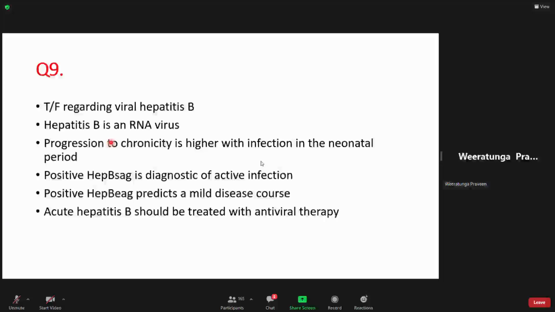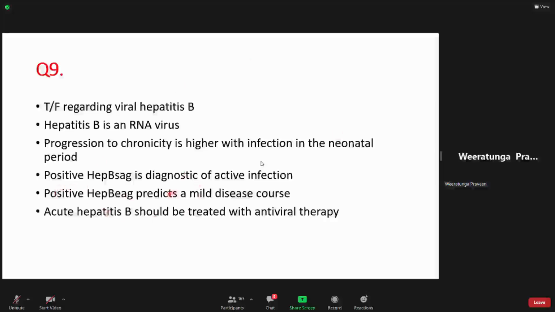This is very important. True or false regarding hepatitis B? Hepatitis B is an RNA virus: false, it is a DNA virus. Progression to chronicity is higher with infection in the neonatal period: true, remember that. It can be acquired through the mother and the neonates who are affected have high risk of developing chronic disease.